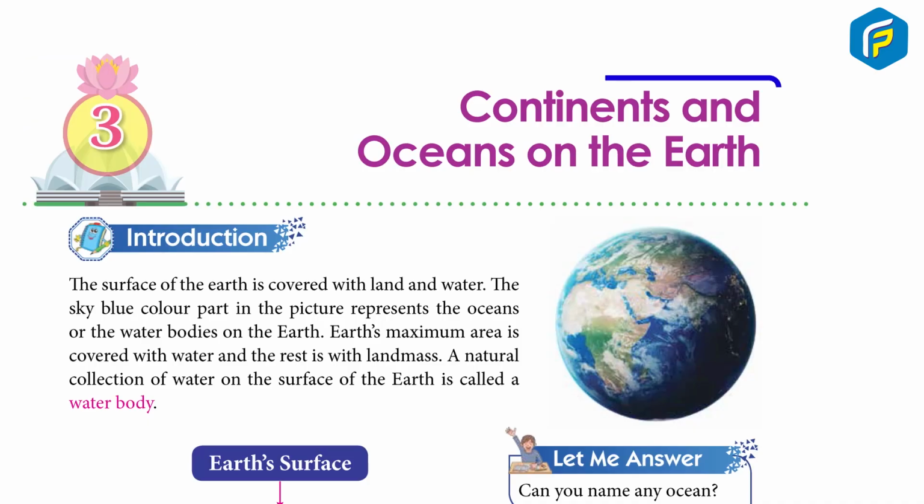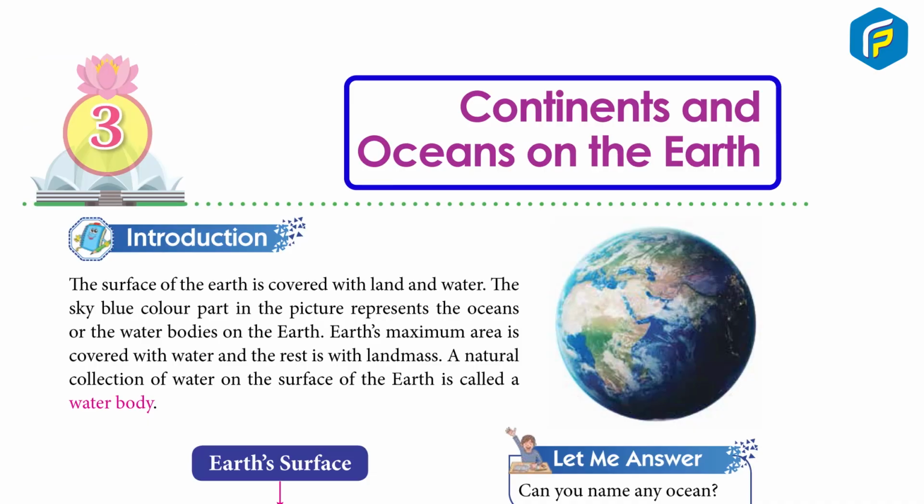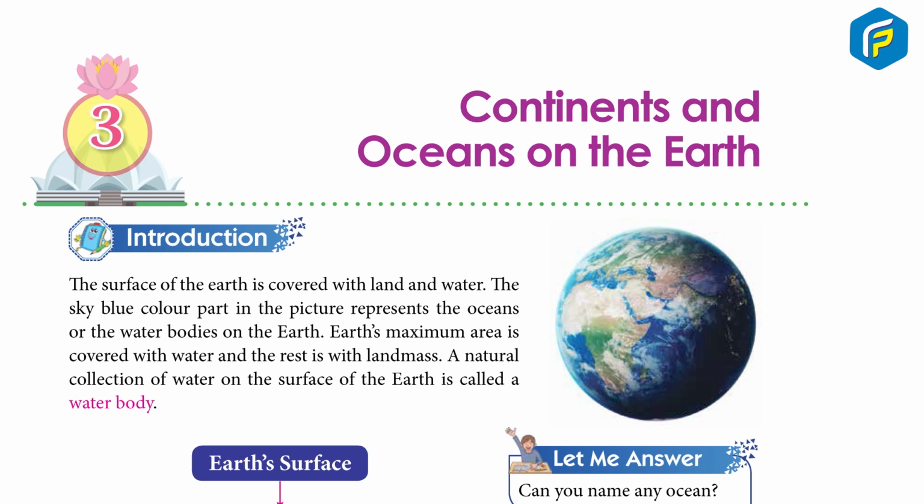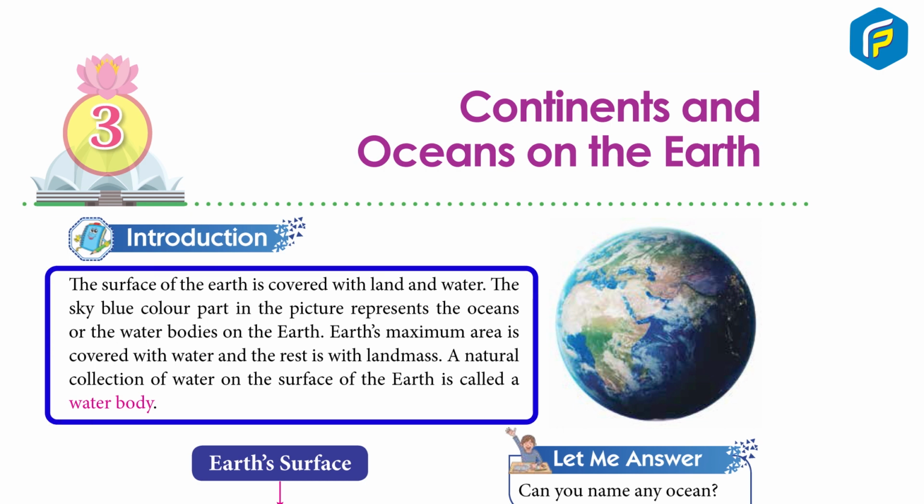Chapter 3: Continents and Oceans on the Earth. Introduction. The surface of the earth is covered with land and water. The sky blue color part in the picture represents the ocean or the water bodies on the earth. Earth's maximum area is covered with water and the rest is with land mass. A natural collection of water on the surface of the earth is called a water body.